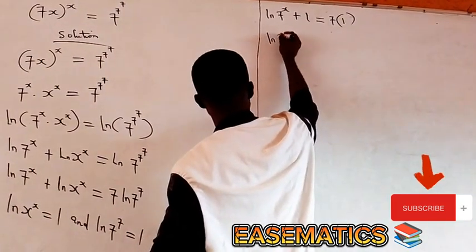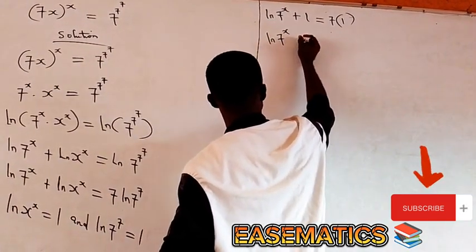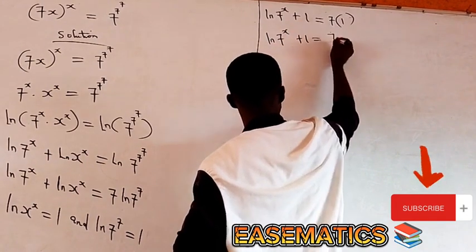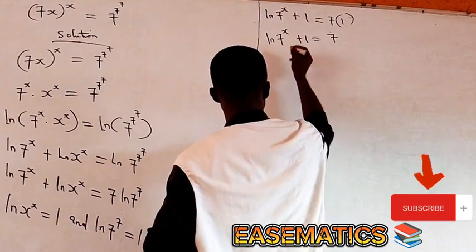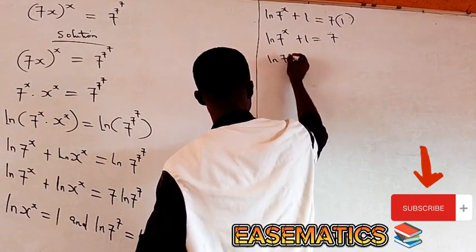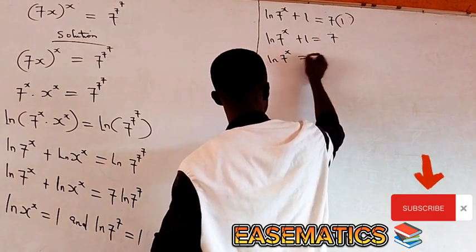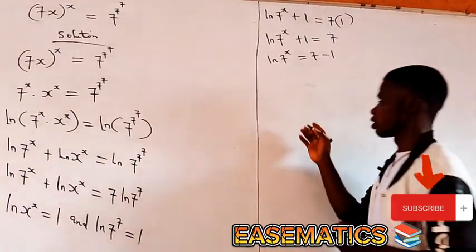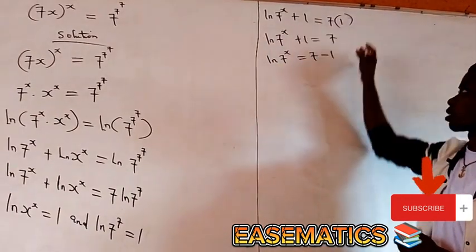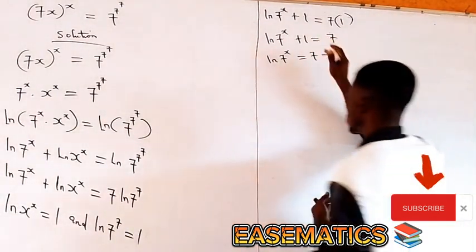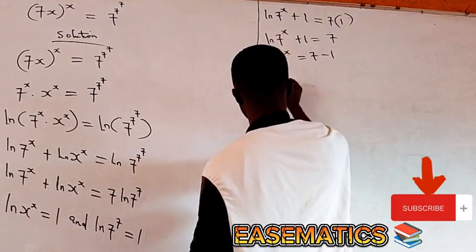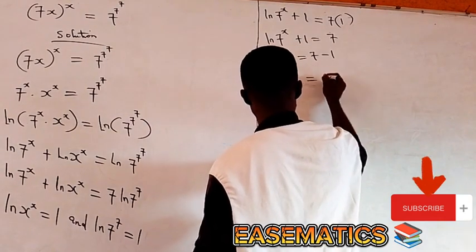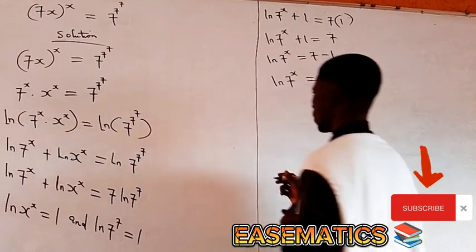We are going to have this as ln x base 7 plus 1 is equal to 7 multiplied by 1, which is 7. Again, we can write this as ln x base 7 is equal to 7, this plus 1 crossing the equality sign becomes minus 1. So we have 7 minus 1 is 6. This is going to give us ln x base 7 is equal to 6.